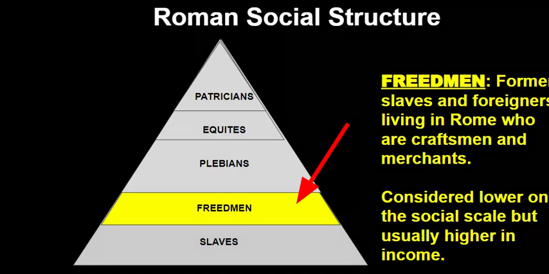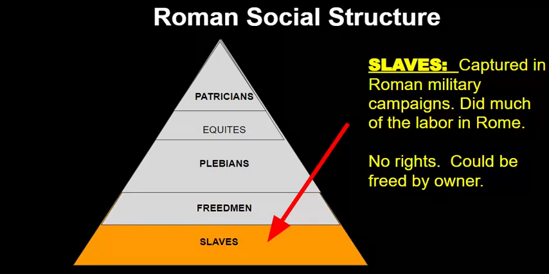And then finally, at the very bottom, and this is maybe 1/3 of the people in Rome at its height, were slaves. They were captured by the Roman military in their campaigns, and they did much of the labor in Rome. They had no rights, but they could be freed by an owner and become a freedman.